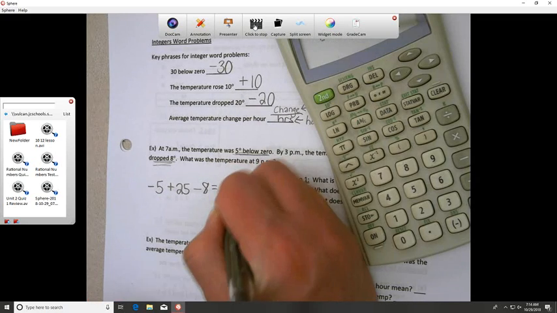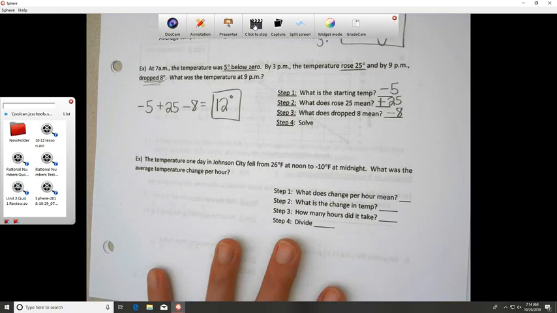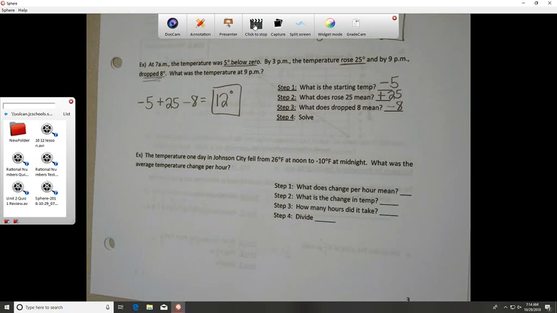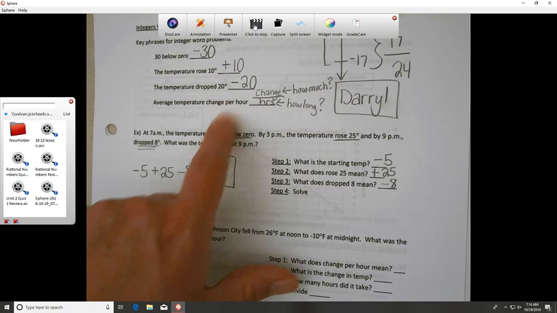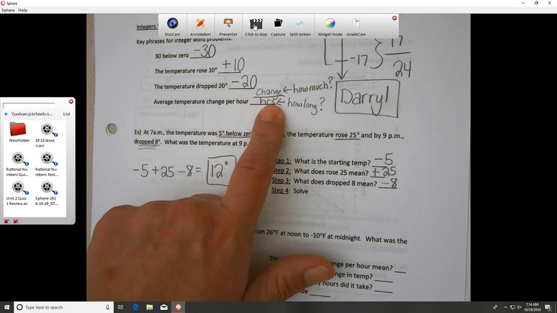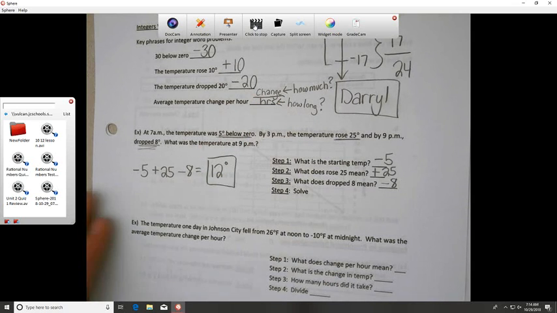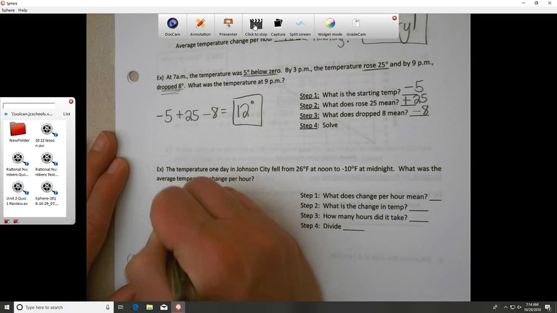And the one at the bottom here: the temperature one day in Johnson City fell from 26 degrees Fahrenheit at noon to negative 10 degrees Fahrenheit at midnight. What was the average temperature change per hour? That's what we were talking about right here. Average temperature change per hour is a unit rate, change per hour. So how much did it change, divided by how many hours? How long did that take? So it's change divided by hours.